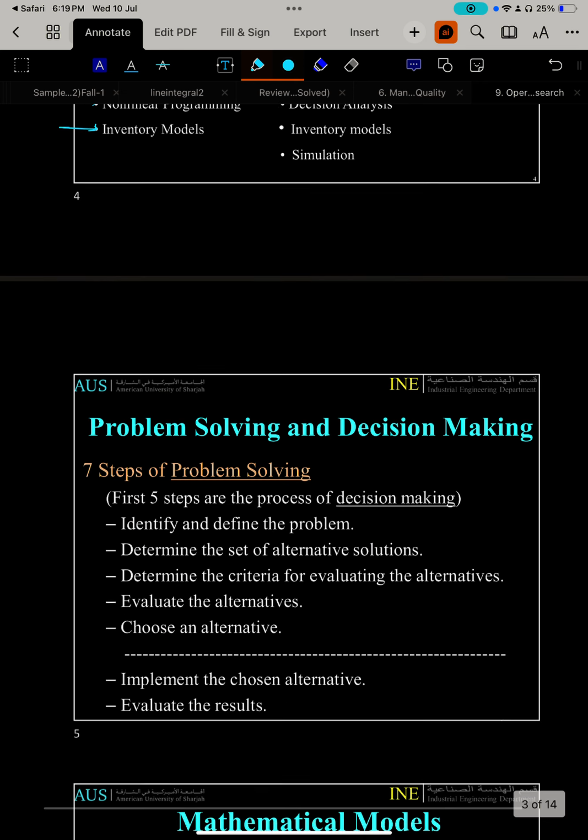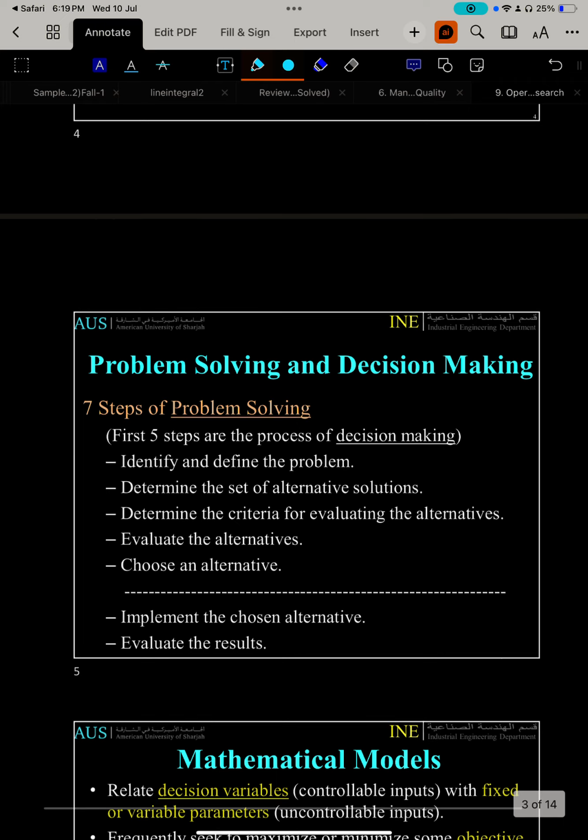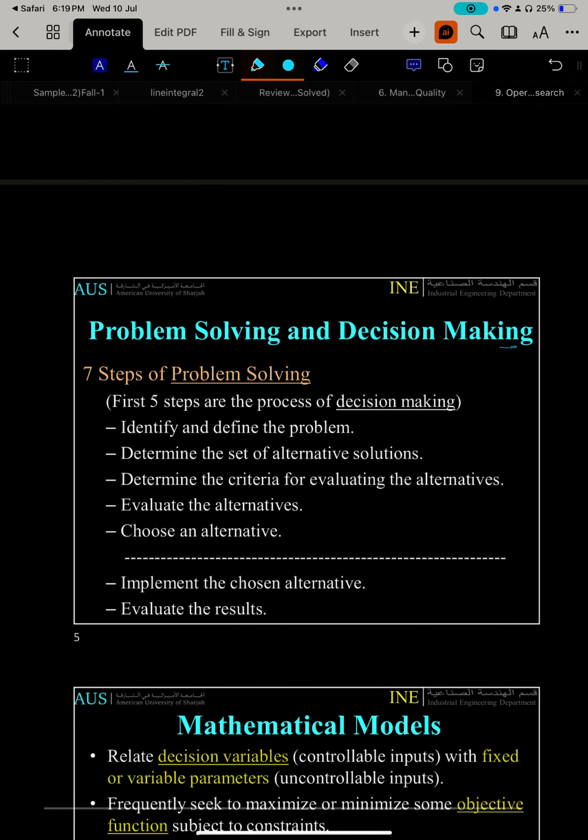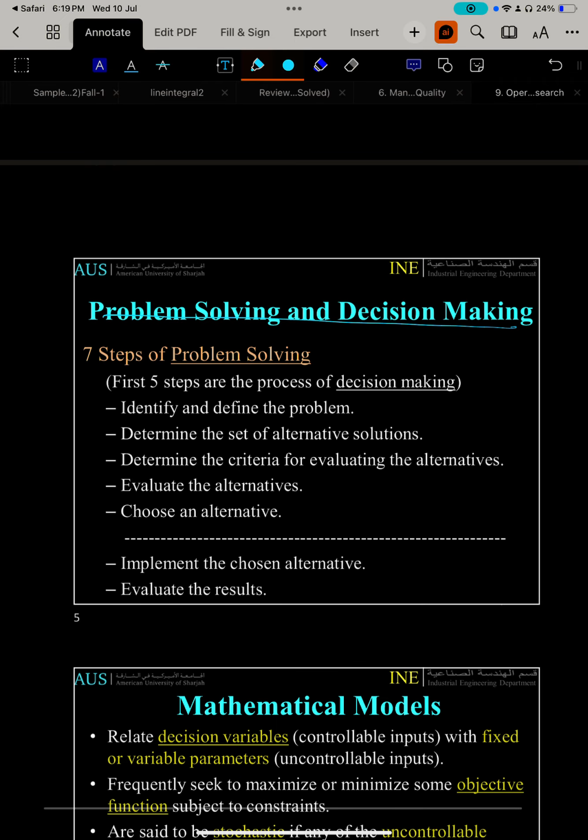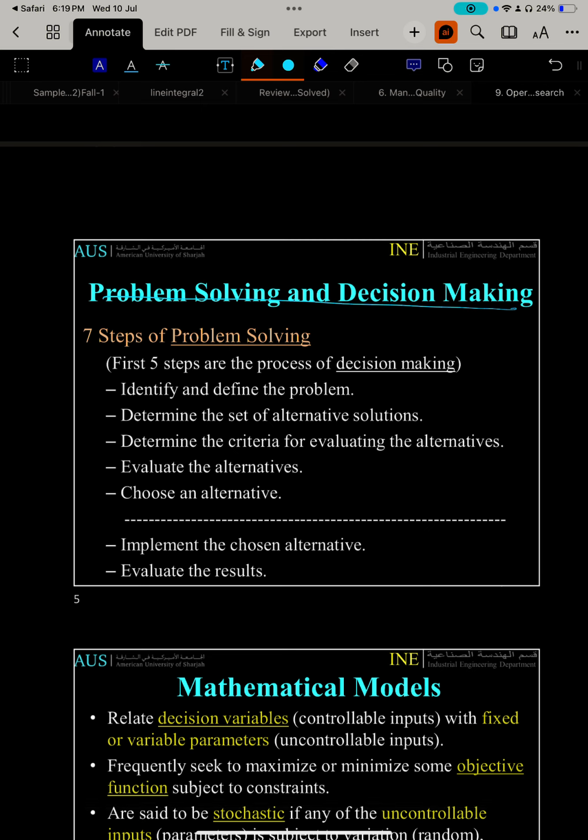And so there is also problem solving and decision making. There are 7 steps of problem solving. The first 5 are basically the process of decision making, and then the rest are part of all the problem solving steps. So let's walk through them. Identify and define the problem. That's our first step. We need to identify and define the problem and state it clearly in order to be able to solve that problem.